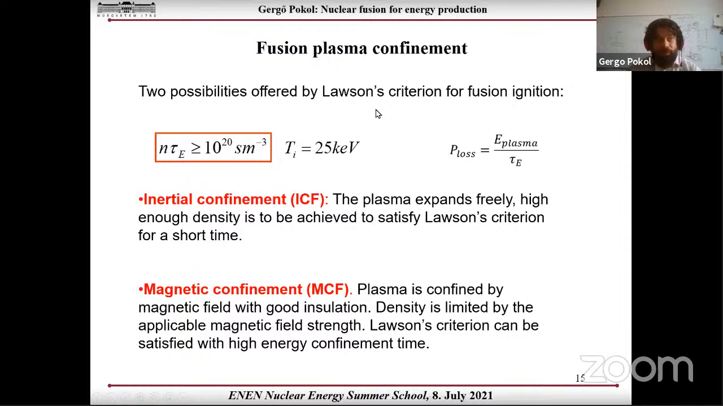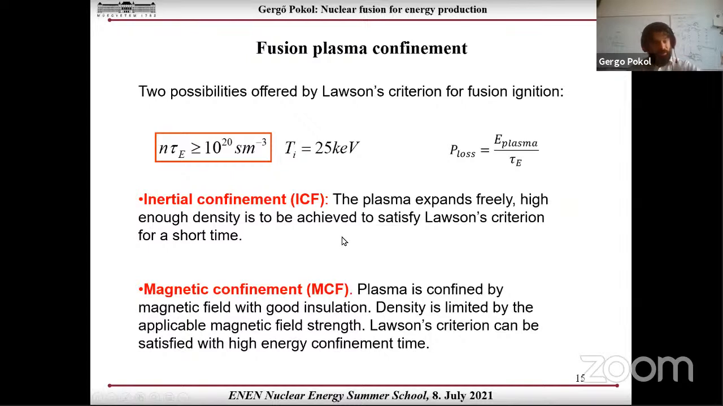In order for it to work, you need high temperatures. Okay, here I measure temperatures in kiloelectron volts. That's also a plasma physicist way. But if you translate it to temperature, really Celsius, it's about 300 million degrees Celsius. And also there's a criterion for the product of density times the energy confinement time. This describes how well you can insulate your plasma. And there's a minimum for that, for ignition. And there are two ways to achieve this.